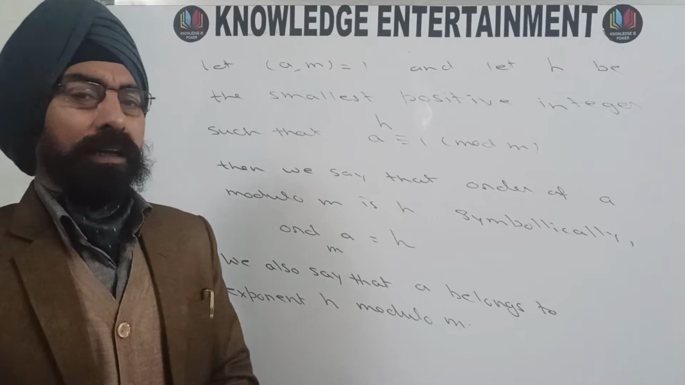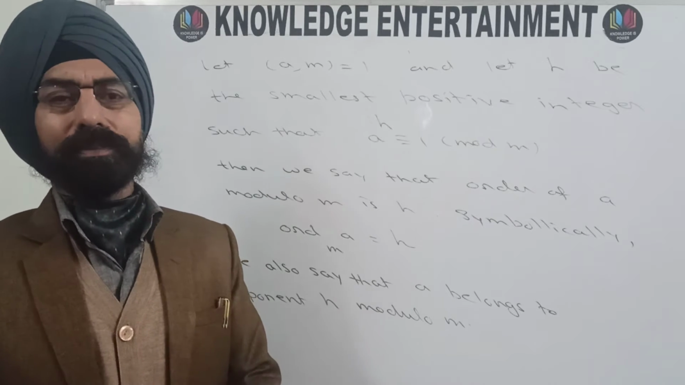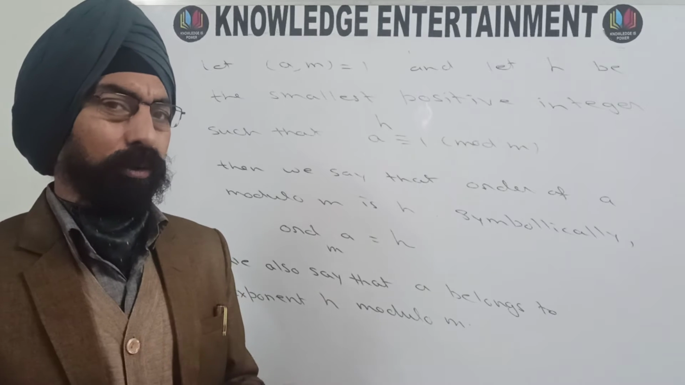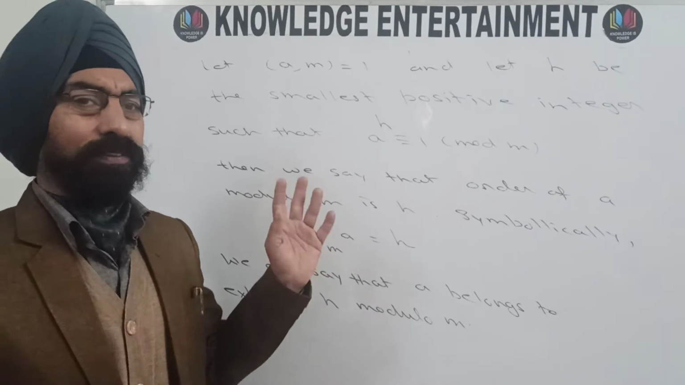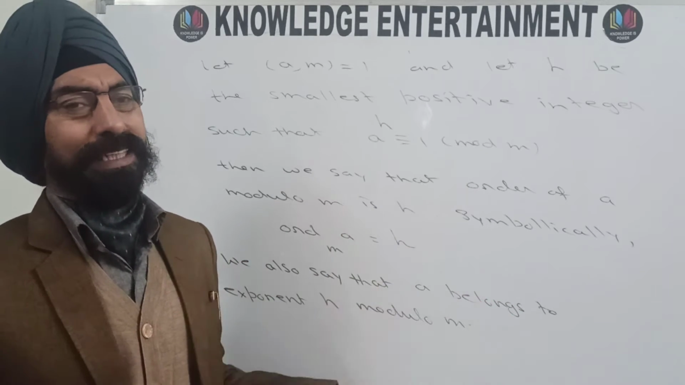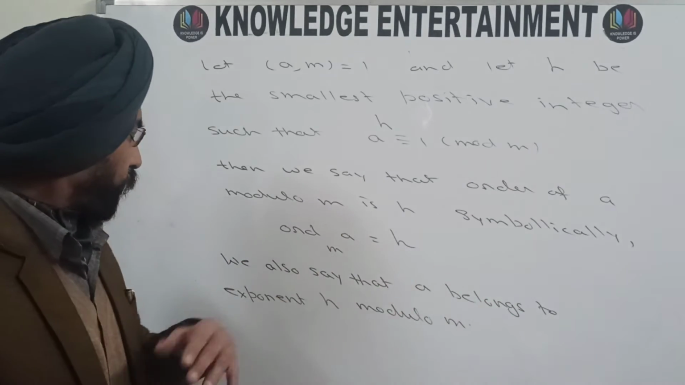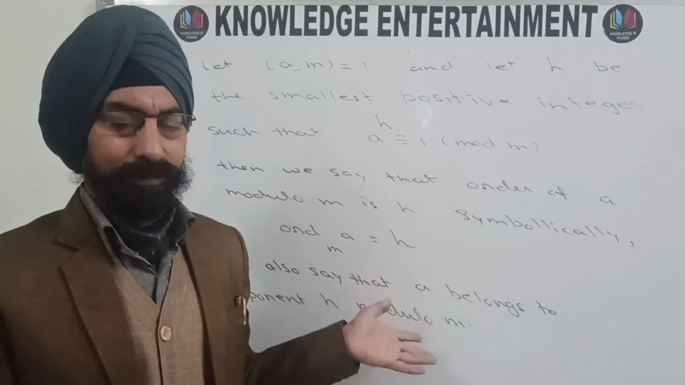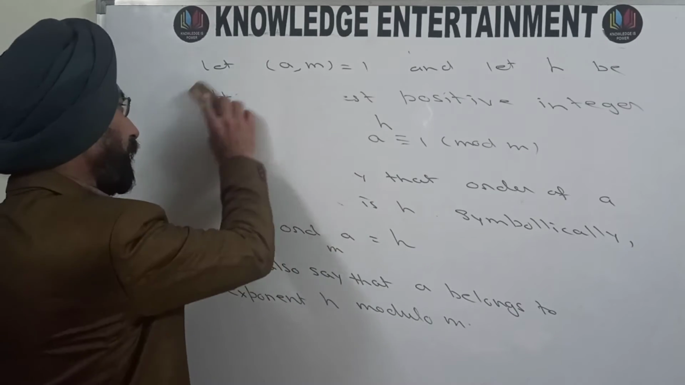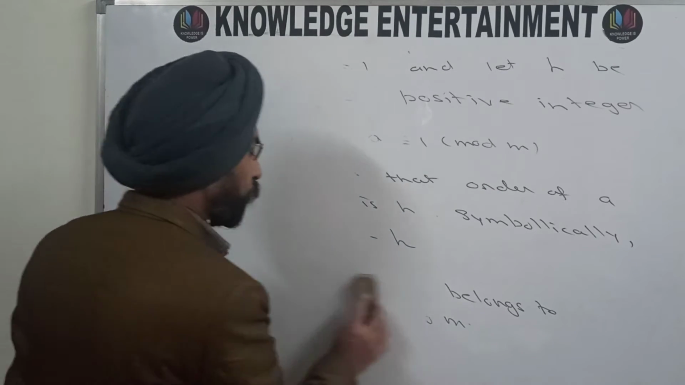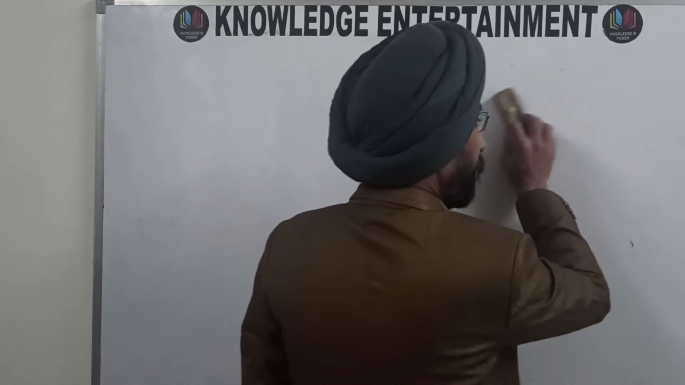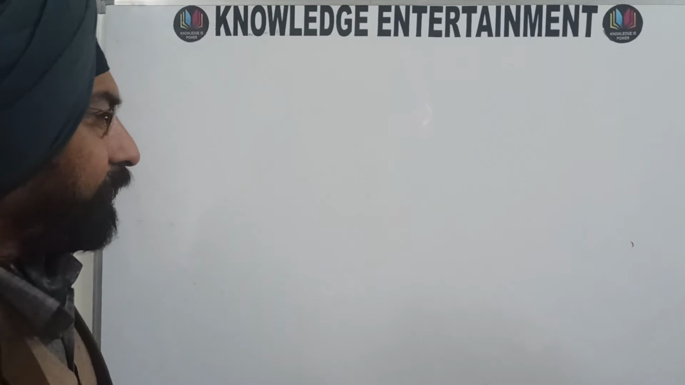So, if GCD of a and m is 1 and h is the smallest positive integer satisfying a raised to the power h is congruent to 1 modulo m, then we say that the order of the element a modulo m is equal to h, or you can say that a belongs to exponent h modulo m. It is another definition which will be used in this chapter of quadratic residues, and then we are going to have some important facts.